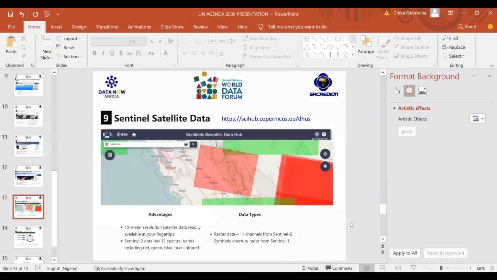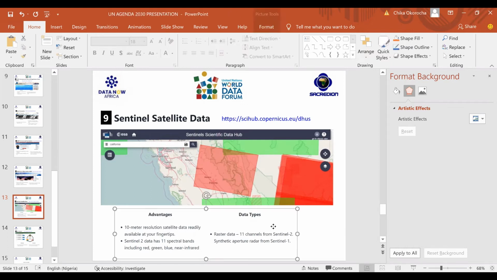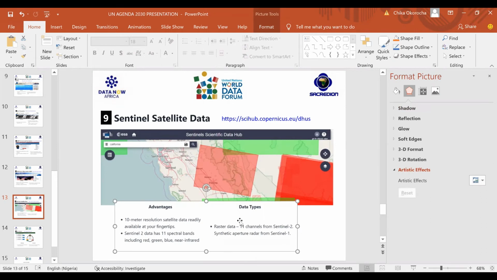Let's move on. So I made a presentation of 10. I have just 2 more to go in my slide. The Sentinel satellite data can also be accessed from the link I've provided there. This also has to do with satellite imagery availability, and raster. Looking at the advantage, 10-meter resolution satellite data are readily available at your fingertips. Can you imagine that? Most people don't even know. All you need to do is register on this platform, and it's global. Anywhere in the world you are interested in, you can access this data from this platform.